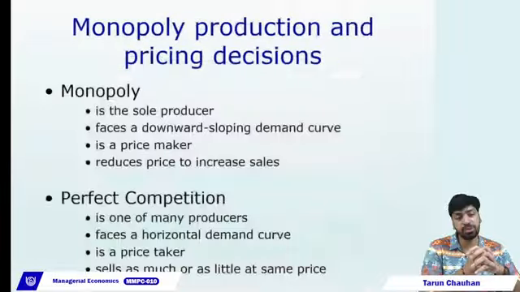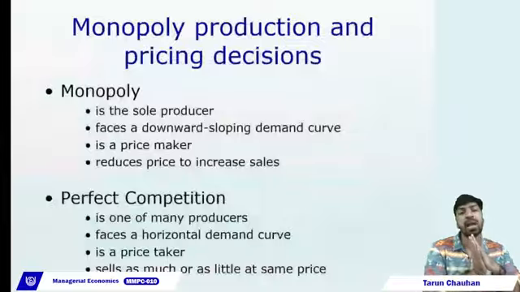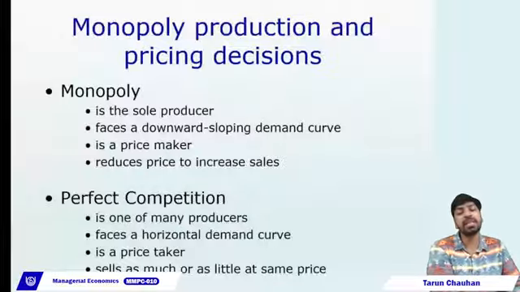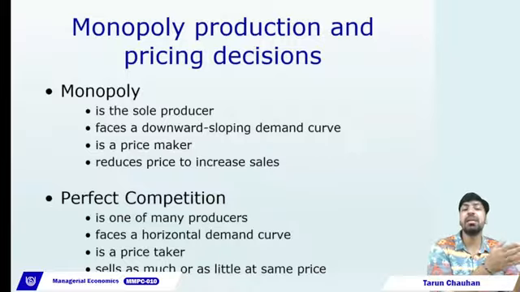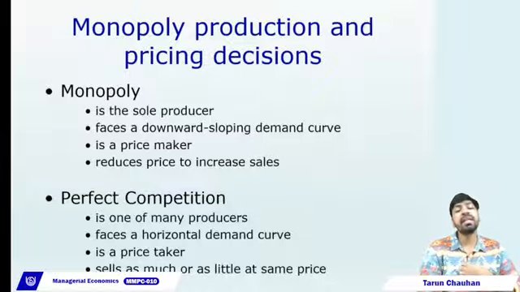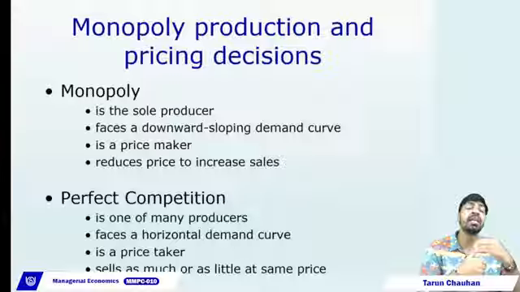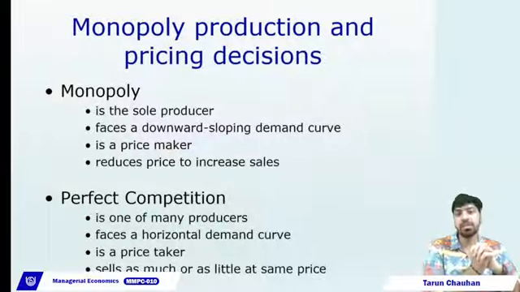Monopoly production and pricing decisions. When we talk about the production and pricing decisions under monopoly and perfect competition: a monopoly is always a sole producer, and the demand curve is always a downward sloping demand curve. It is a price maker, and of course it could reduce the price to increase the demand. So as a sole maker, he could increase the demand by using one or two alternatives, like reducing the price or increasing the price for expensive products. That's all about monopoly when it comes to production and pricing decisions.